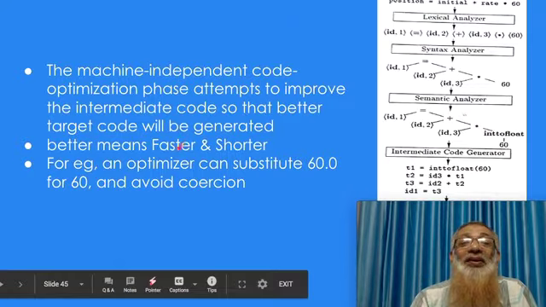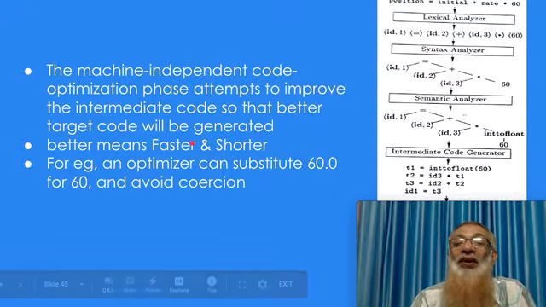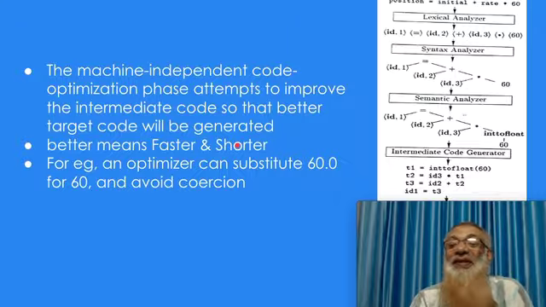See here, producing faster and shorter code. Code should be faster. It should have fewer number of statements. Then it should occupy fewer number of bytes. And there are several other criteria also, like code which is energy efficient, code which can run with less power. So all these considerations can be given while generating the optimized code.